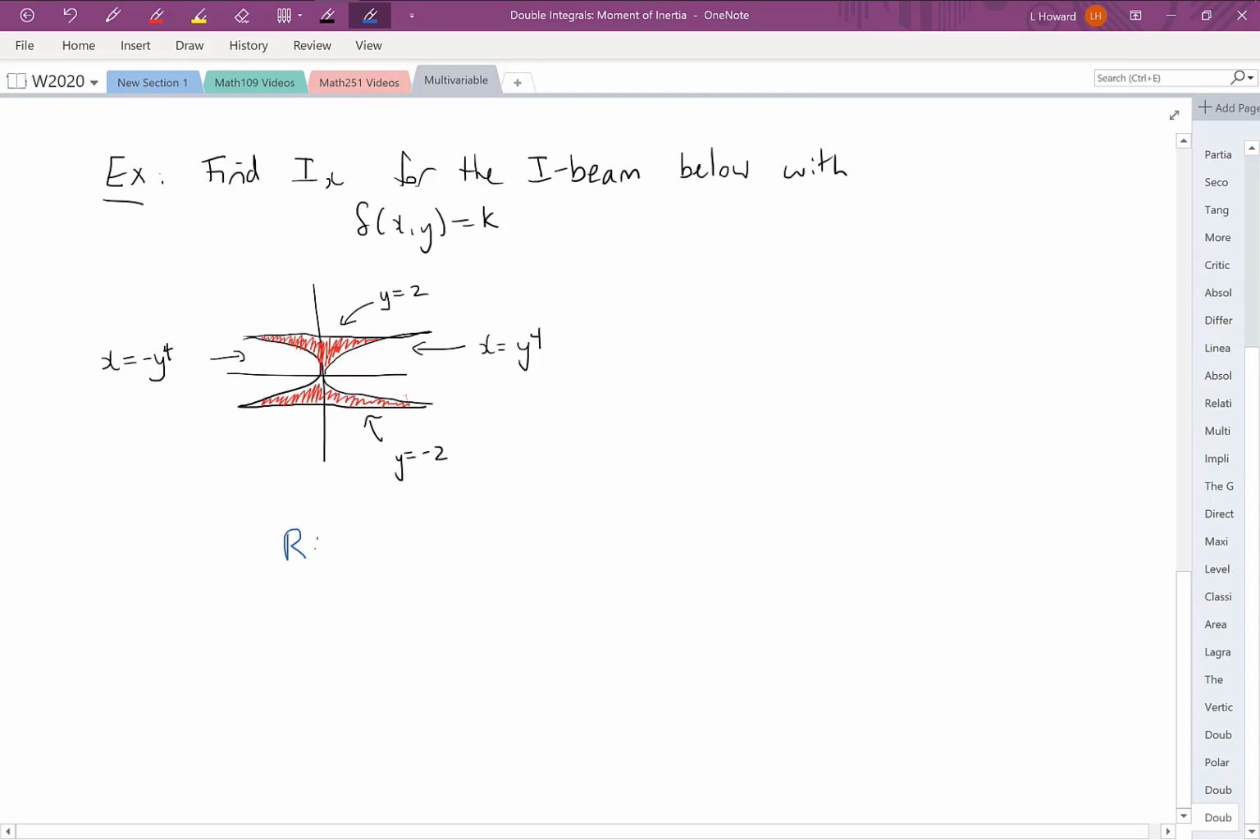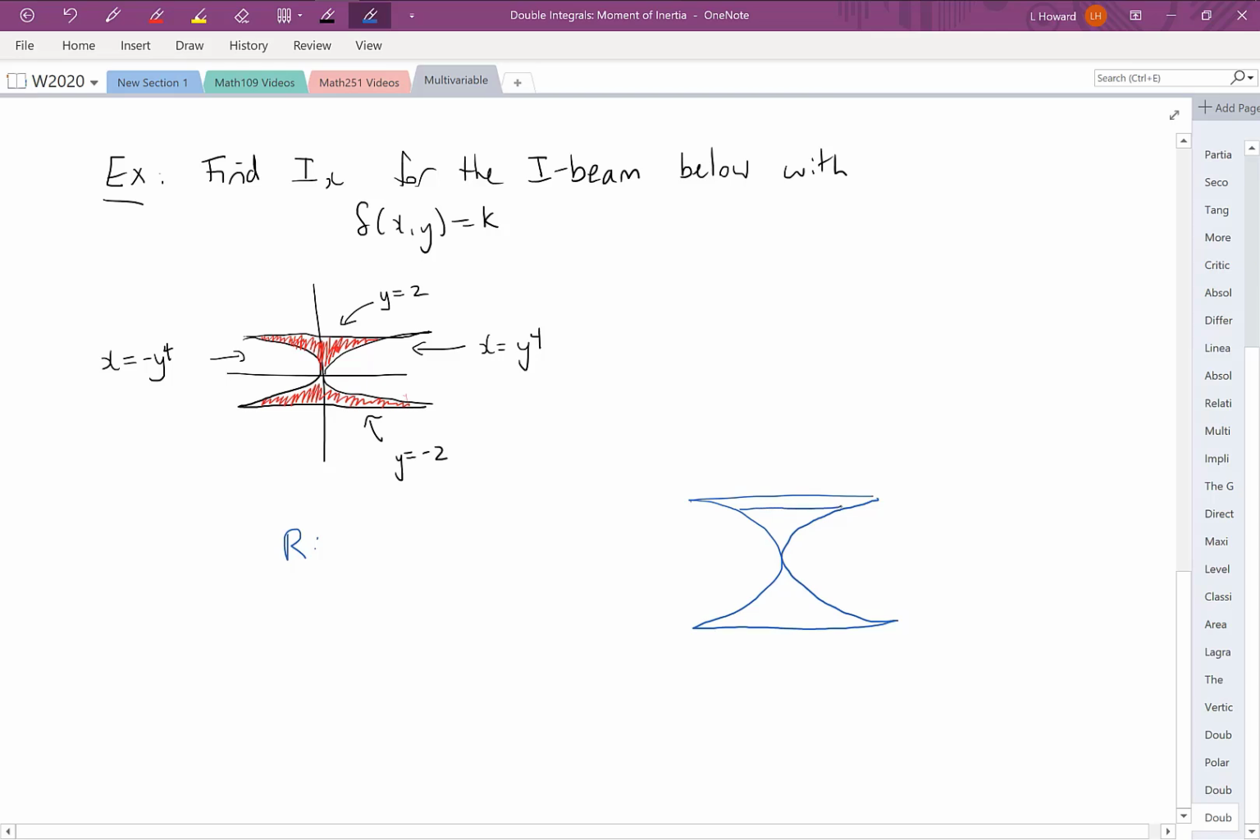So I would say polar would not work particularly well here. We don't have anything like a circle or a quarter circle or anything like that. So let's stick with XY coordinates. And I would say once we decide to do XY coordinates, then horizontal slices would be the way to go. So let me just draw a rough picture of this I-beam on the side here, and we'll just convince ourselves that horizontal slices would work well.